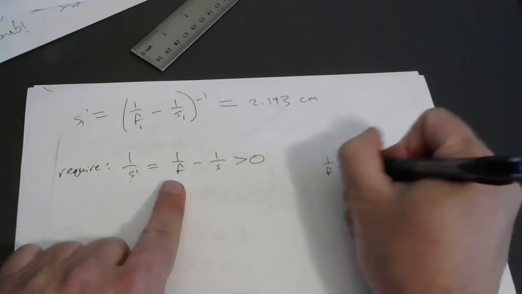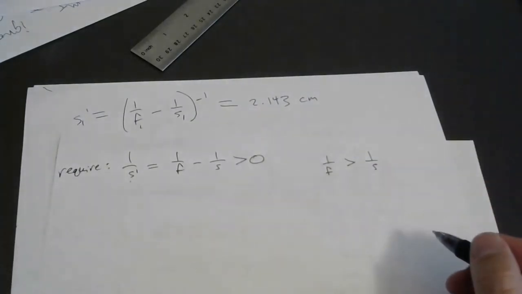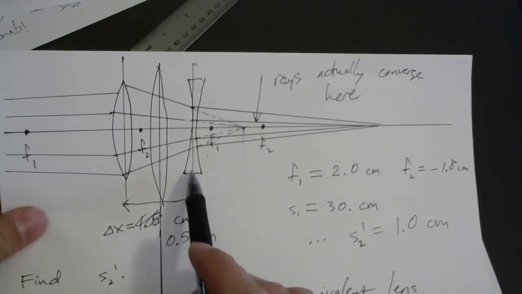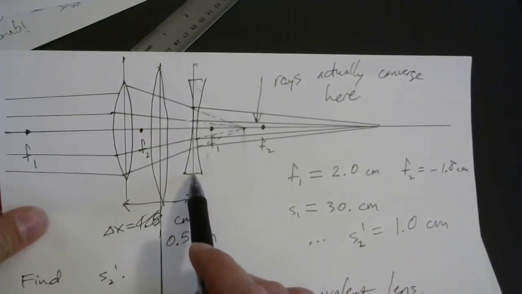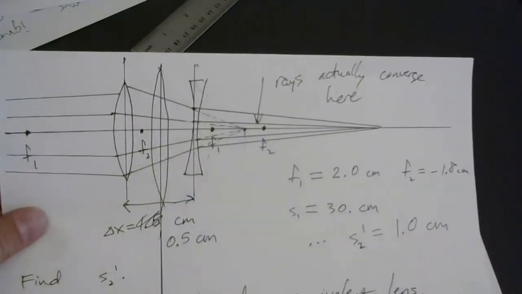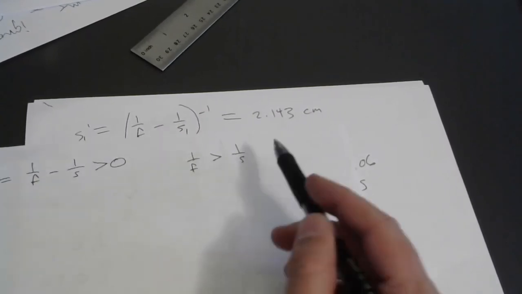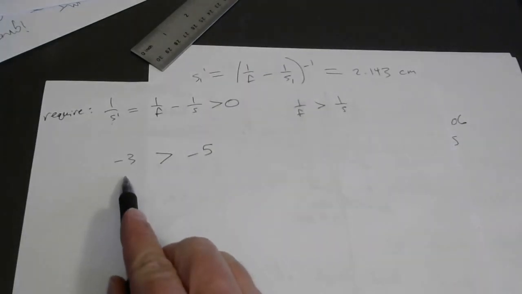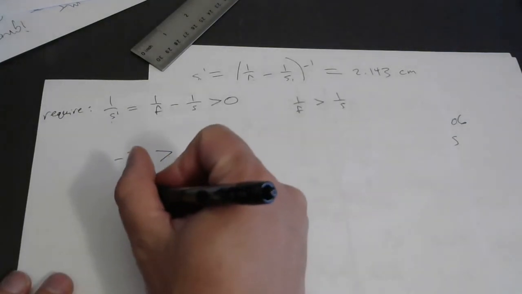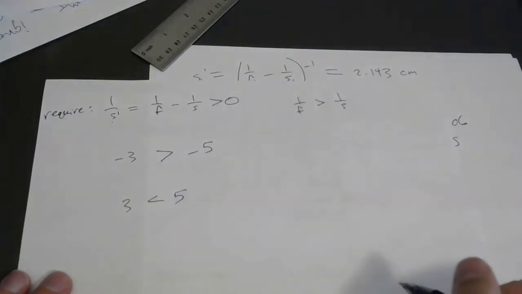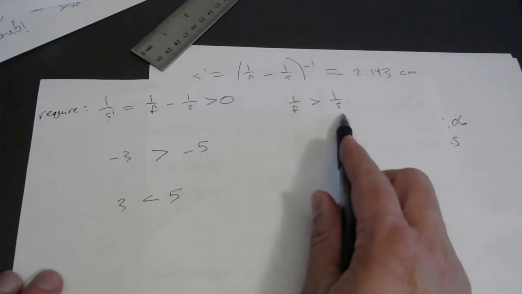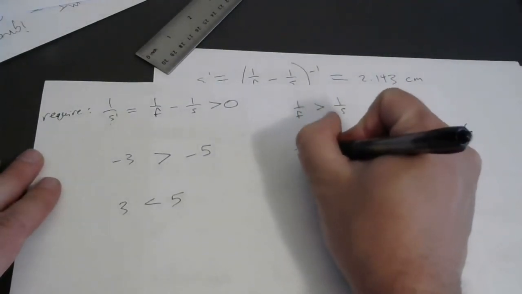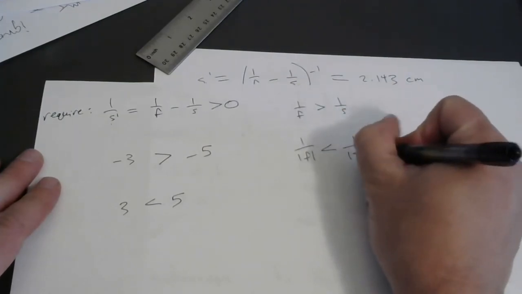Let's rearrange this inequality. That says 1 over F must be greater than 1 over S. Now think for a moment. For a diverging lens, the focal length is negative, and so is the object distance in this case. Remember, the object is on the other side of the lens. We're considering that to be a negative object distance. So both of these numbers are negative. Now, if I said negative 3 is greater than negative 5, for instance, that is true. But when I take the absolute value of both sides, 3 is actually less than 5. So if I'm going to take the absolute value of both sides here, I would have to switch the direction of the inequality. So 1 over absolute value of F is less than 1 over the absolute value of S.